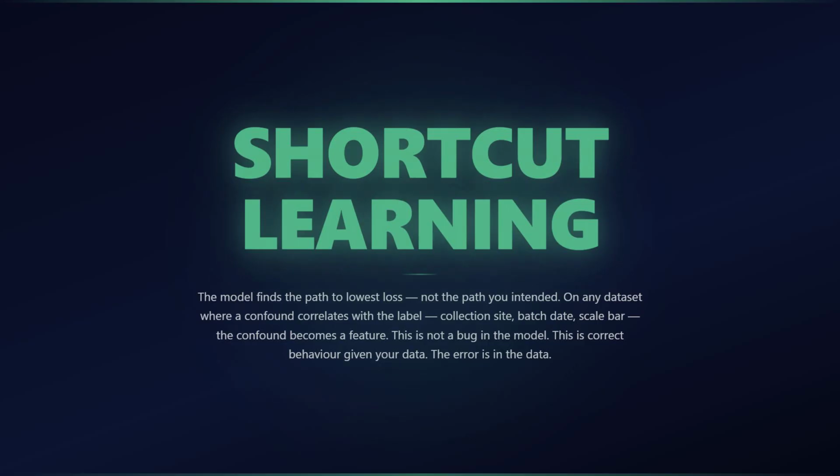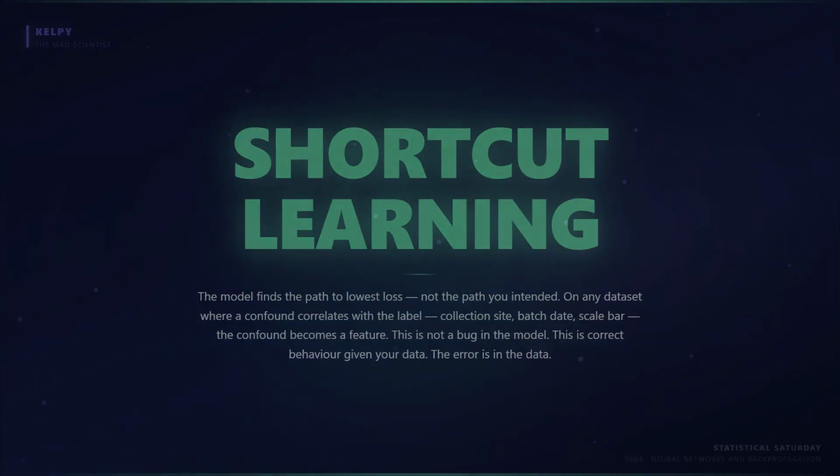Shortcut learning. The model finds the path to lowest loss, not the path you intended. On any dataset where a confound correlates with the label, collection site, batch date, image processing artifact, scale bar, the confound becomes a feature. This is not a bug in the model. This is correct behavior given your data. The error is in the data and in the evaluation. You checked accuracy. You did not check what was learned.